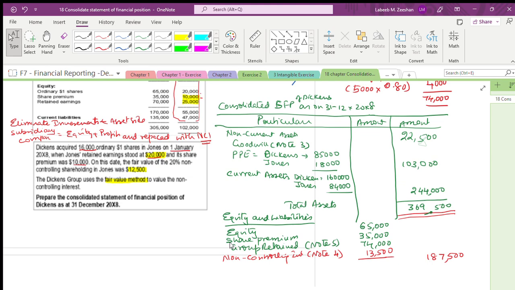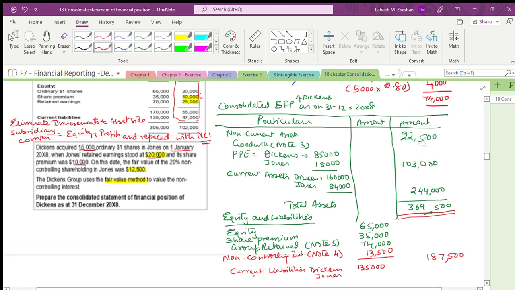Nothing else is there, only current liabilities. In the examination, if you put only brackets also, nothing will happen, but it is better to write. Dickens is how much? 135. Jones is how much? 47. How much will you get? 182.